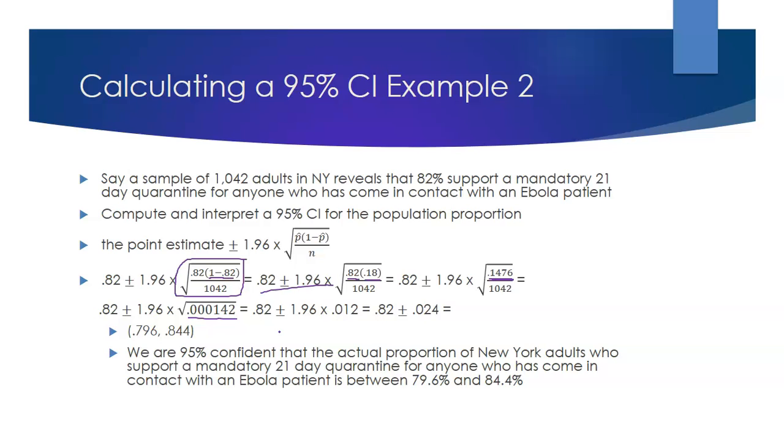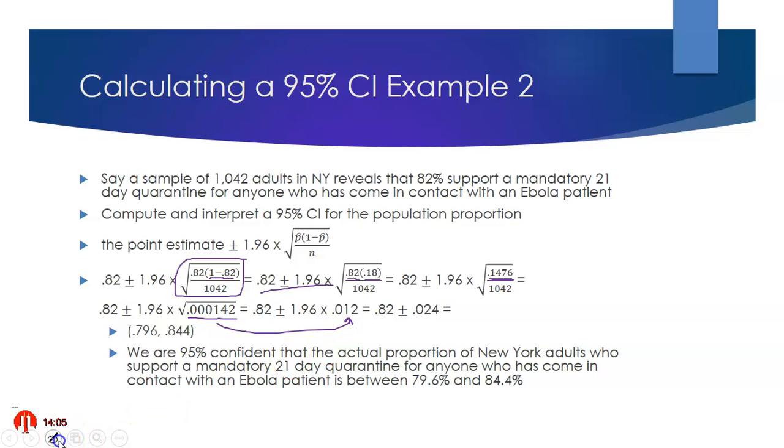After we've done that, we're now at the very last step of our equation for the standard error. We just have to take the square root of that. So taking the square root of 0.000142 gives us this value here, 0.012.